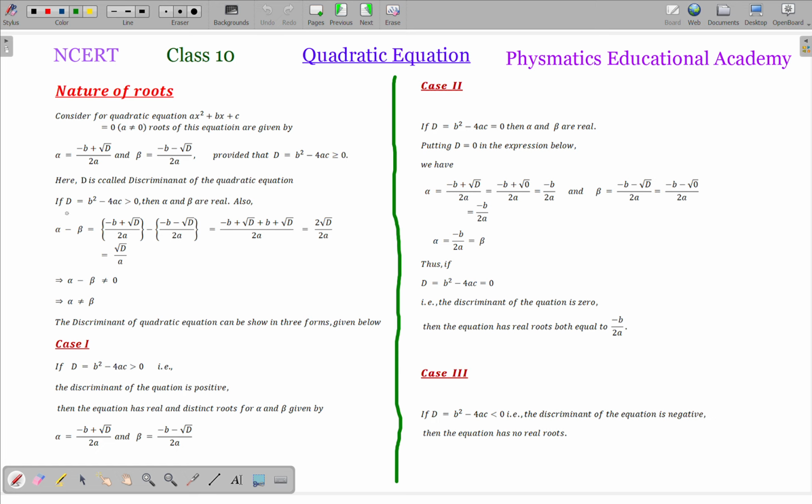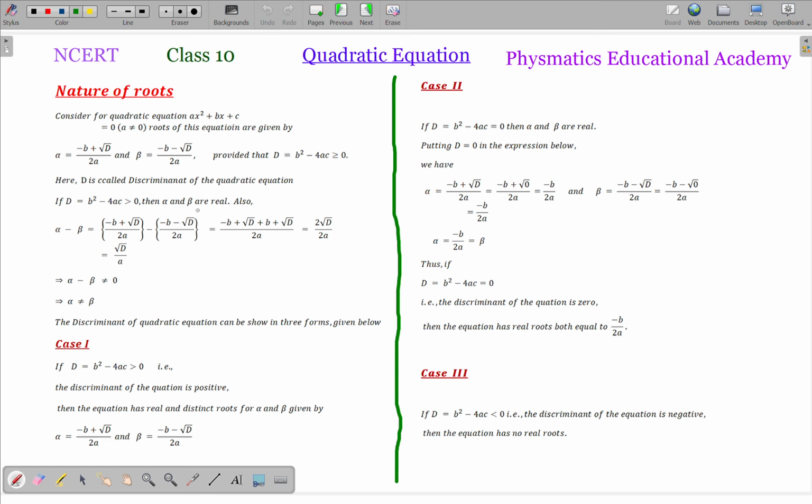Discriminant. If D is equal to b square minus 4ac greater than or equal to 0, here we can split in two ways. One is greater than 0, the other is equal to 0. That is, b square minus 4ac is greater than 0 or b square minus 4ac is equal to 0.